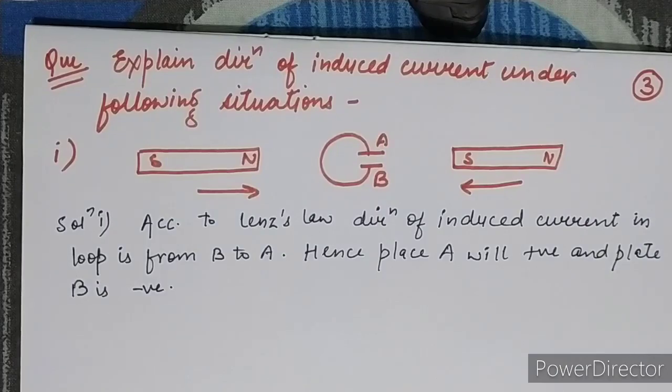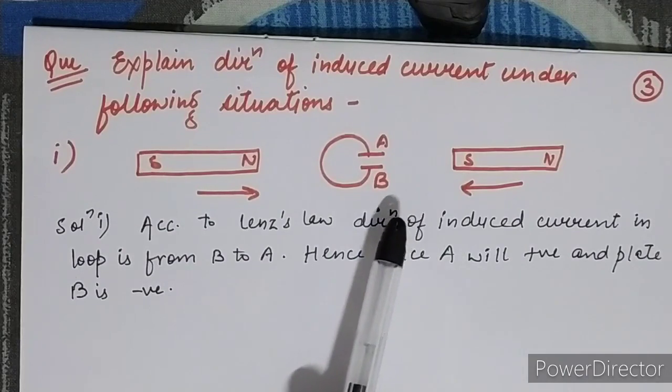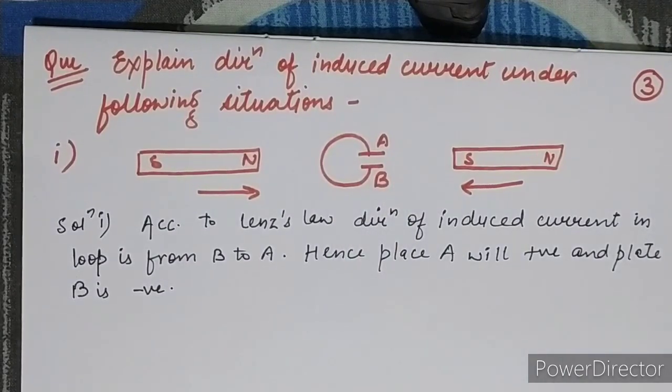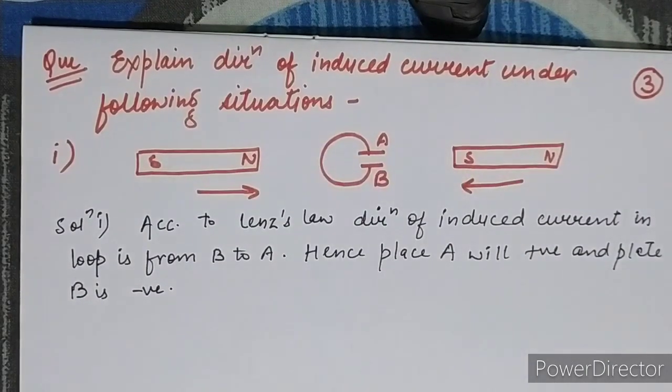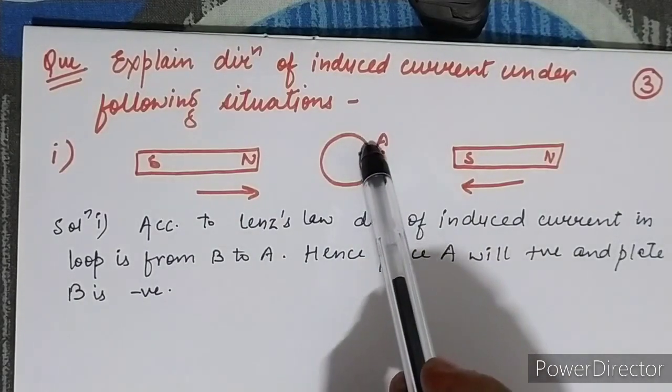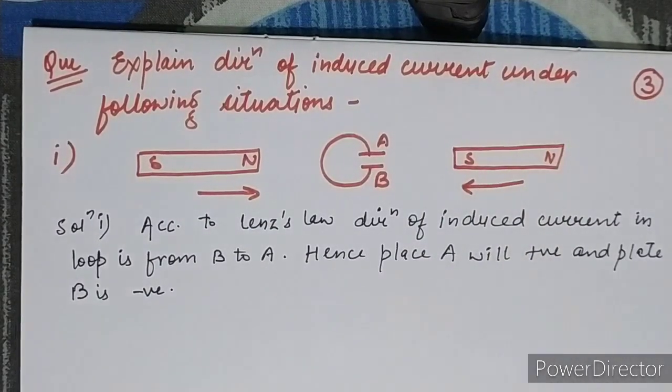As it moves from here to here, the direction of the current is, as you know very well, when the north is coming it is in an anti-clockwise direction, and when the south is coming it is in a clockwise direction. So the direction of the current which is induced in the loop is from B to A. It means A is positive and B is negative. Okay? Clear?